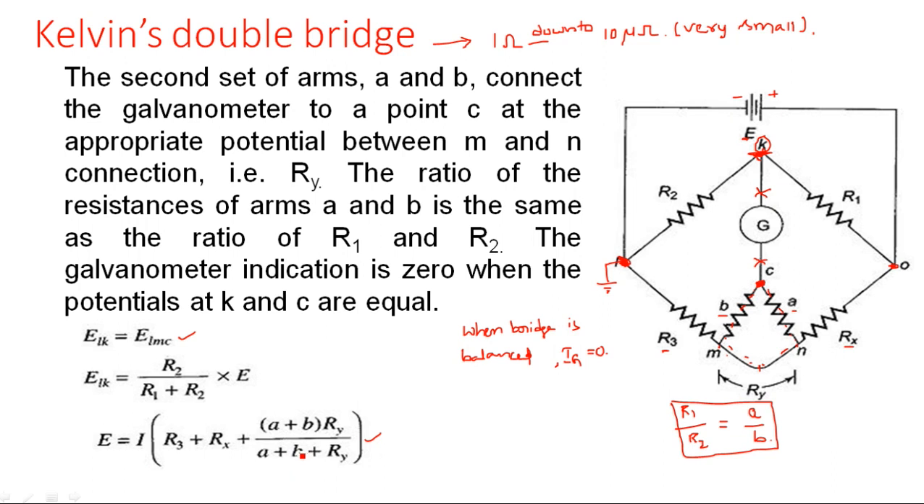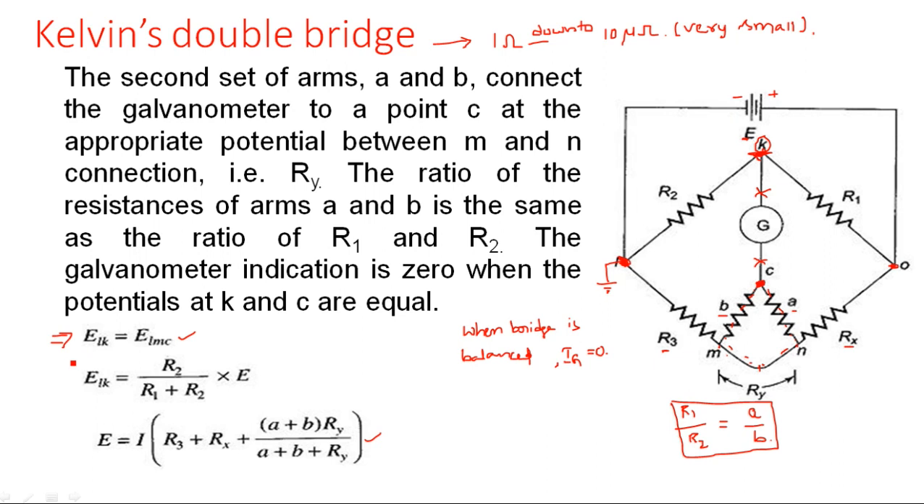Now with these three points in mind, we are going for further calculations. I will do it one by one, step by step, clearly. We have started at the balanced condition, and finally we substitute all the equations into this balanced condition and get the unknown values.